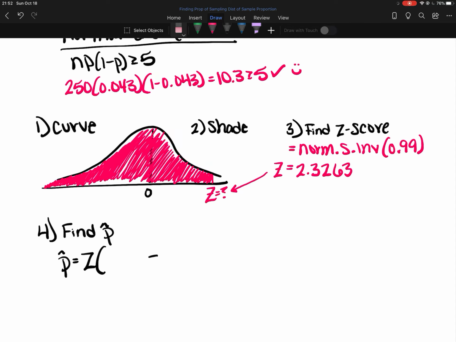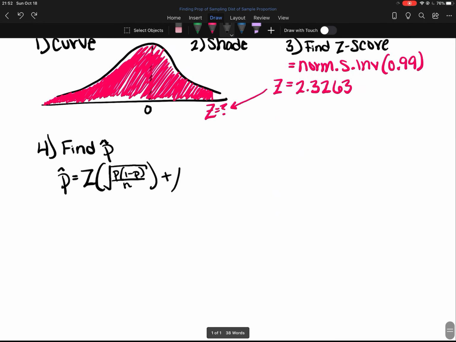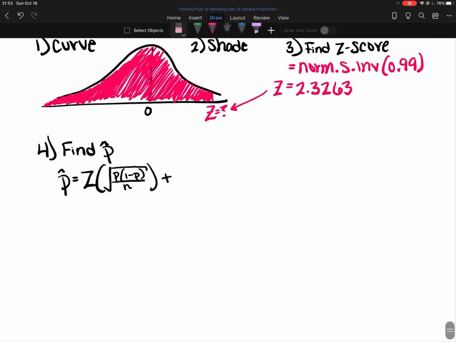Oops, that's the wrong formula. My bad, my brain went on autopilot for a second. Here we go. All right. So it's the z-score times the square root of p times 1 minus p divided by n, plus p, the population proportion.